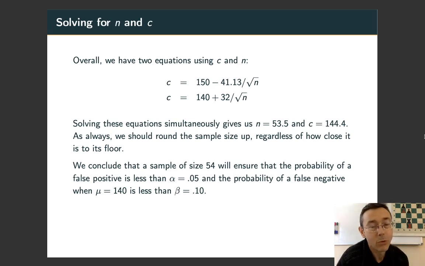Of course, when we're choosing sample size, we always want to round up, even if we're close to the next lowest integer. The reason is that when you increase sample size, you reduce the probabilities of those errors. And if you were ever to round your sample size down, you'd potentially be increasing those chances of errors, so that you could violate those thresholds that we set for alpha and beta. Overall, we conclude that a sample size of 54 will ensure that the probability of a false positive is less than alpha equals 0.05, and that the probability of a false negative when mu equals 140 is less than beta equals 0.10.